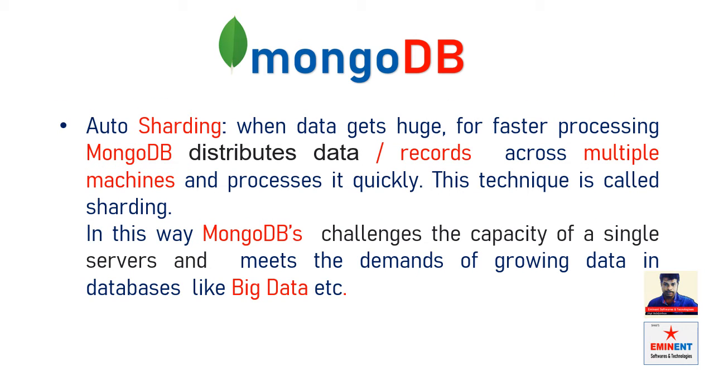Auto sharding is one of the features in MongoDB. When data gets huge, for faster processing, MongoDB distributes the data or the records across multiple machines and processes it quickly. This technique is called sharding. In this way, MongoDB overcomes the capacity limits of single servers and meets the demands of growing data in the database, like big data, etc.